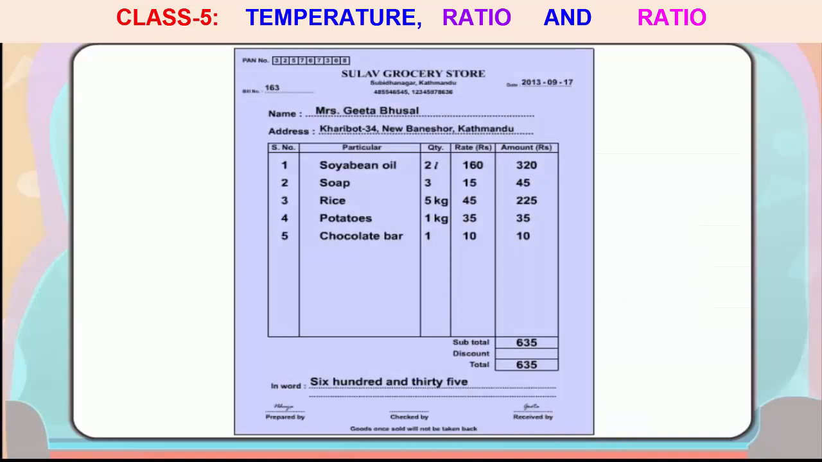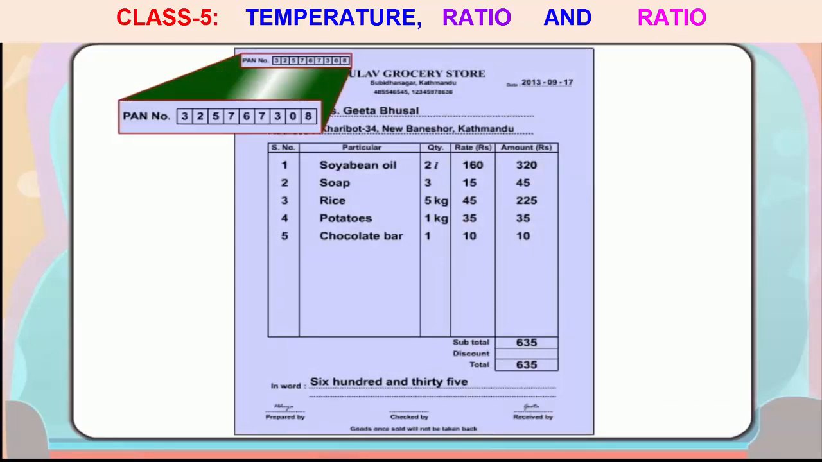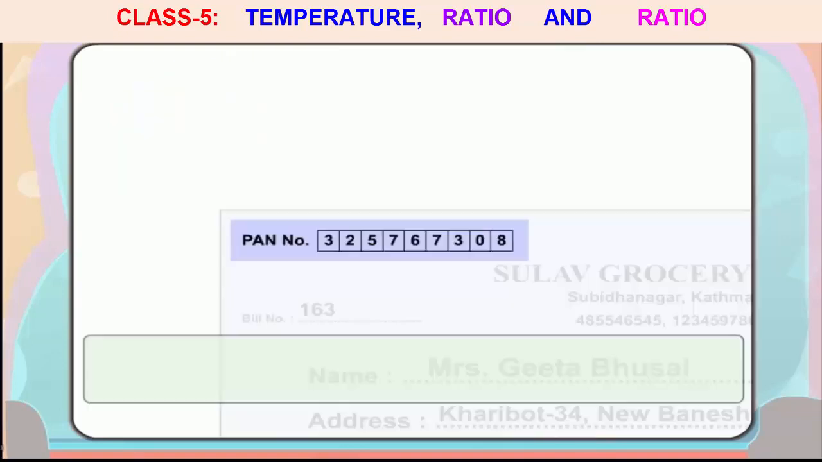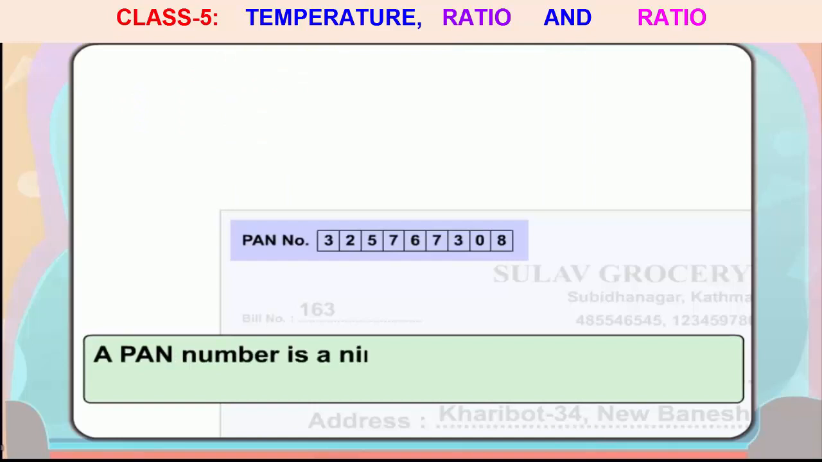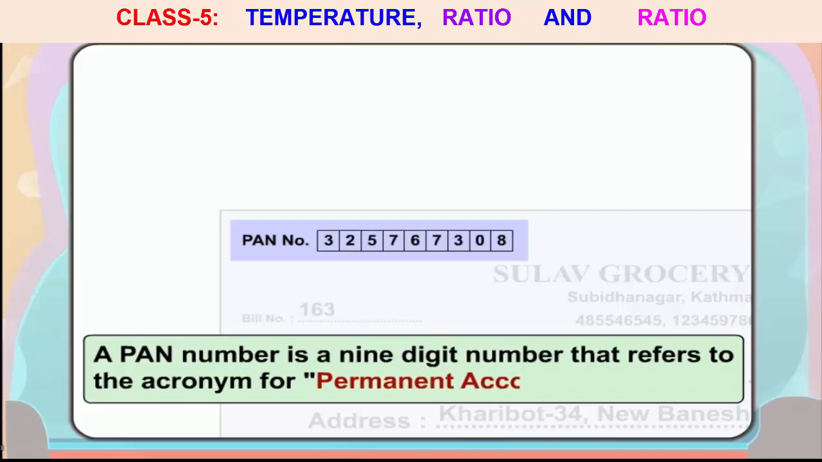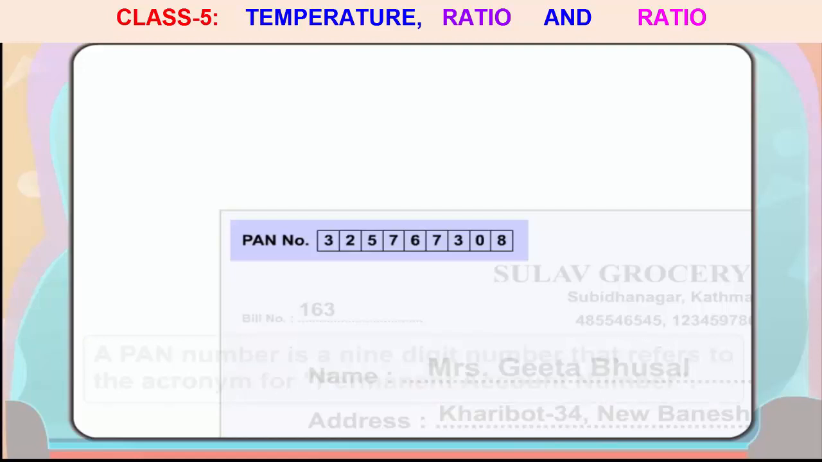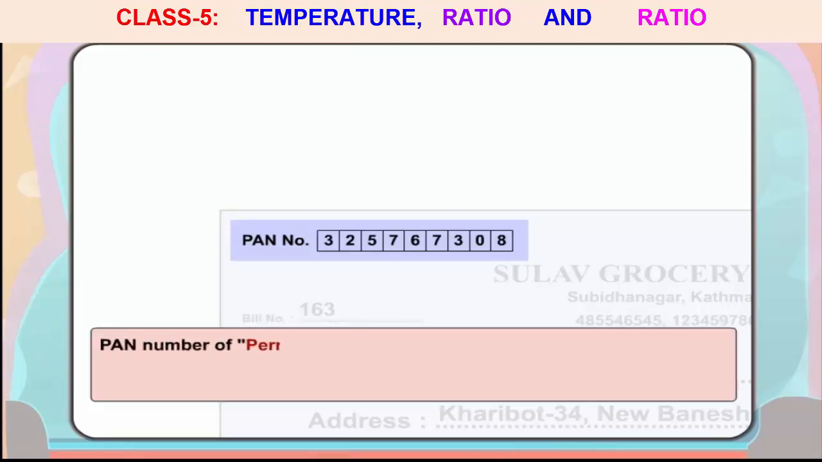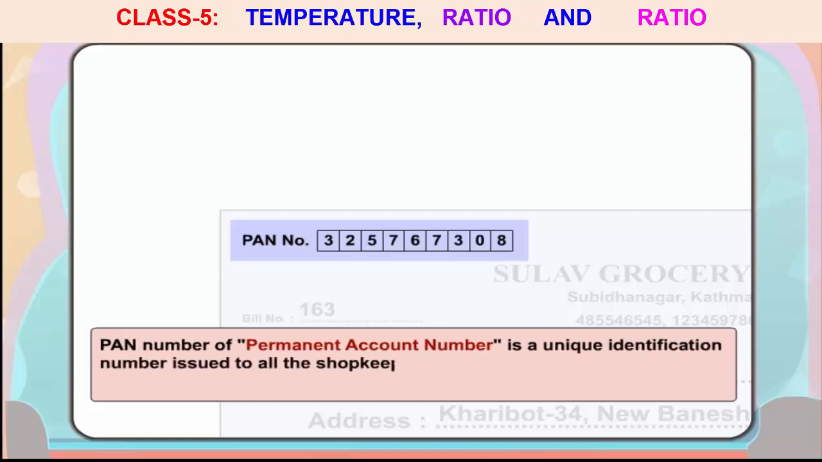Students, some of the bills also have PAN number written on it. A PAN number is a 9-digit number that refers to the acronym for Permanent Account Number. PAN number or Permanent Account Number is a unique identification number issued to all the shopkeepers or sellers who pay the tax to the government.